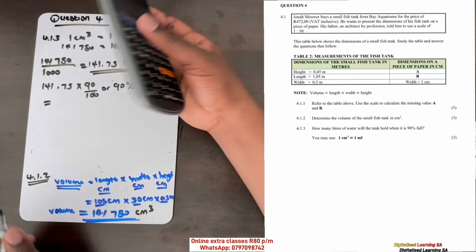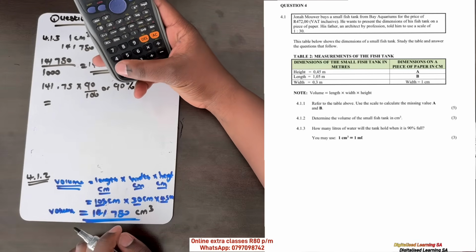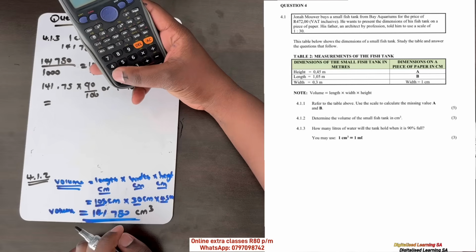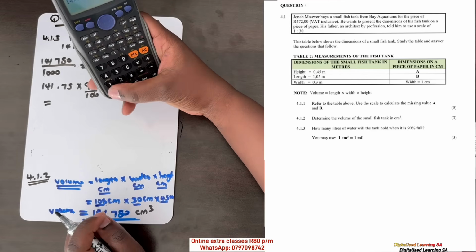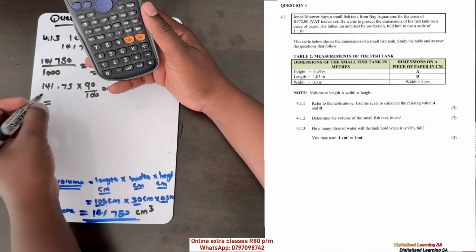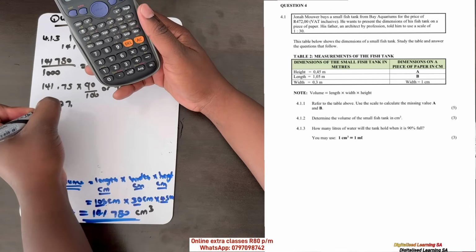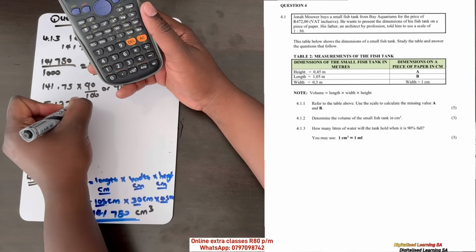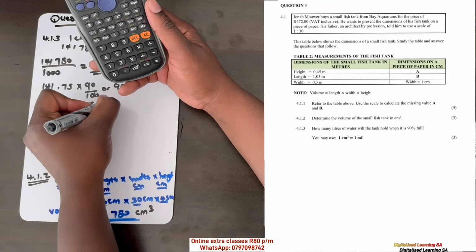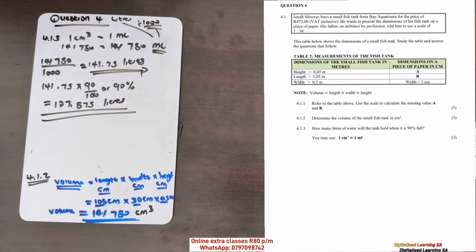So if it is 90% full, it means that it will be 141.75 multiplied by 90 divided by 100. So if it is 90% full, the tank will be holding 127.575 liters. And that will be our final answer.